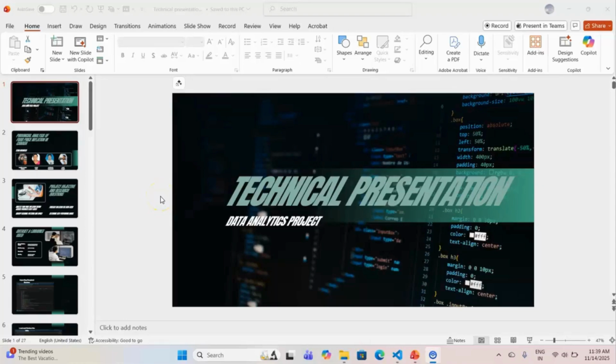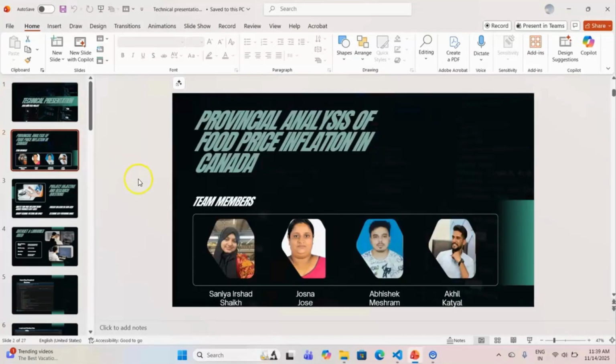Good morning. The presentation will focus on the technical foundation of our project and how we implemented the analysis. Our project analyzed food price inflation across Canada from 2017 to 2025, using statistical models and machine learning technology to understand historical inflation trends and to forecast prices for 2026 to 2028.